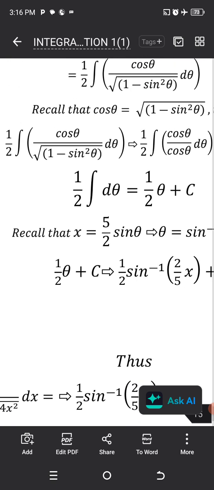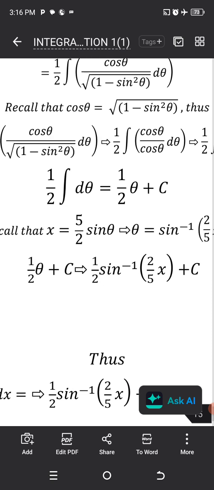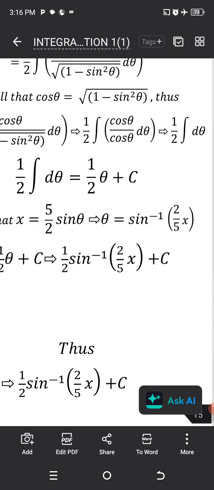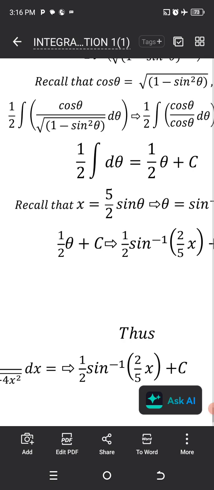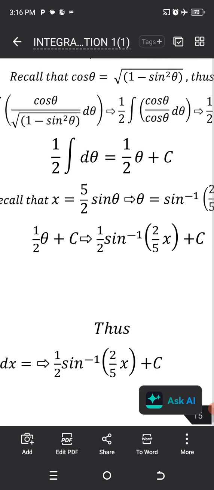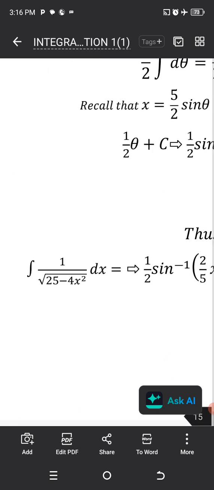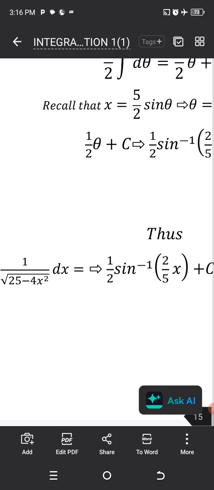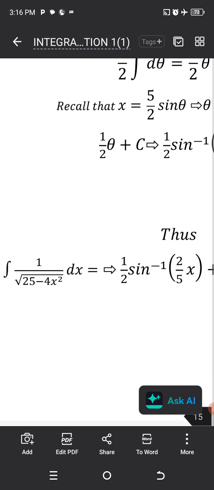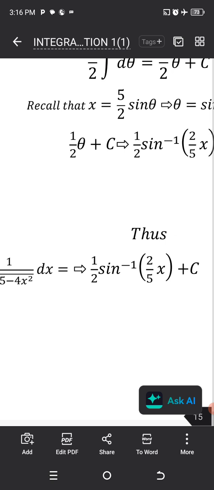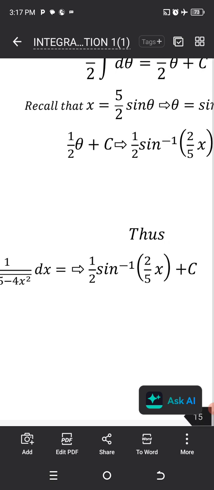So recall that x is equal to 5 over 2 sin theta. So we return everything back to x, which means theta is equal to arc sine parenthesis 2 over 5x. So having that, 1 over 2 theta plus c implies 1 over 2 arc sine 2x over 5 plus c. So thus, the integration of 1 over square root of 25 minus 4x squared dx is 1 over 2 arc sine parenthesis 2 over 5x plus c, which is the final answer.